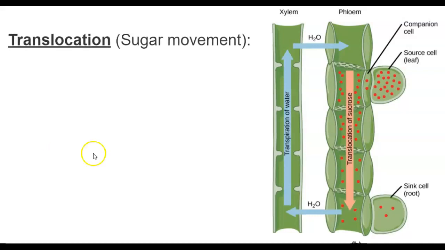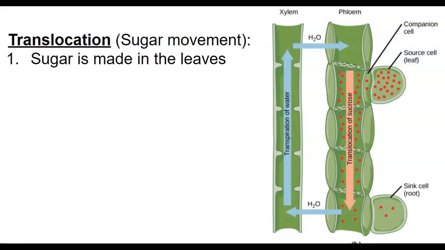So sugar moves by a process called translocation. We know that water moves by osmosis. We have a fancy word for how sugar moves, translocation. You can see the word location there, so it's moving to a different location. So here are the steps. Sugar is made in the leaves. So the first step, sugar is made in the leaves.